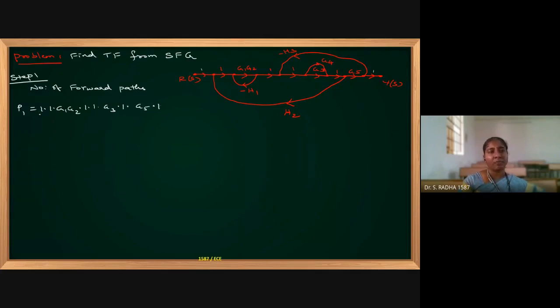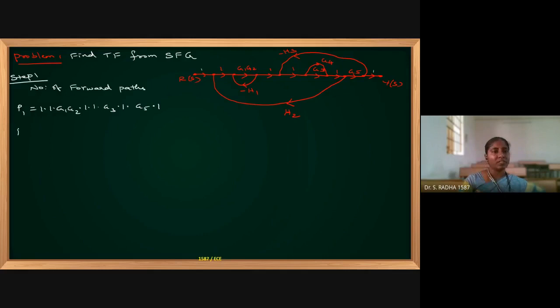I have started from R of S. I am just multiplying all the gains in the path, traveling from R of S to Y of S. Complete arrow mark, I should go in the forward direction only. I should not come back and cross the same node. That is the condition from input to output. Okay, this is about the first forward path.